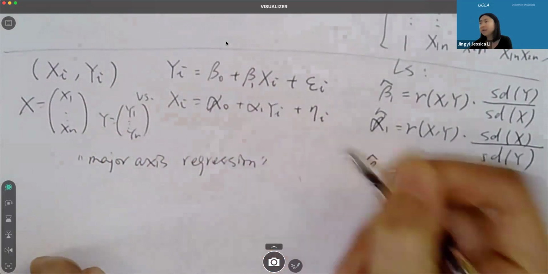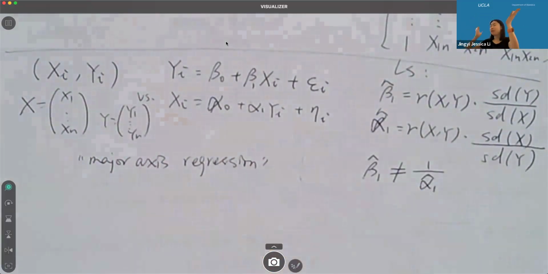So in the major axis regression, when we fit the line, we treat x and y symmetrically. We're not just minimizing the vertical residuals. That's the key difference. You may minimize the orthogonal, or perpendicular, distance between the point and the line instead of the vertical distance, as in this way.